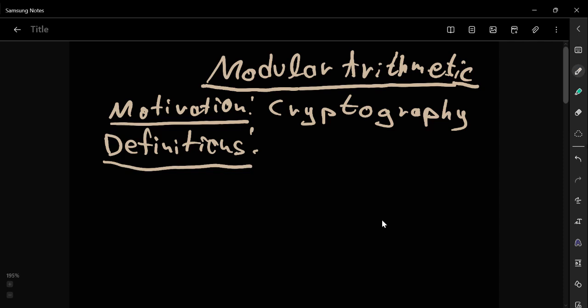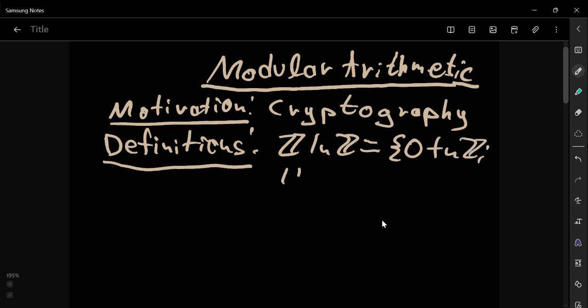So Z modulo nZ. This is actually a quotient group. It's not essential to understand what a quotient group is for the purpose of this video. Maybe I'm going to make another video tutorial about group theory where I will explain it. But basically in this case, it's just the set 0 plus nZ, 1 plus nZ, etc. up to n minus 1 plus nZ.